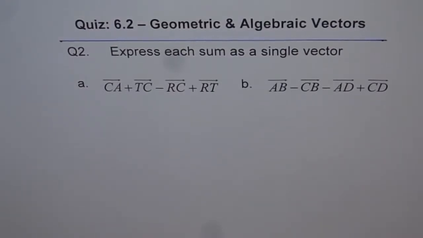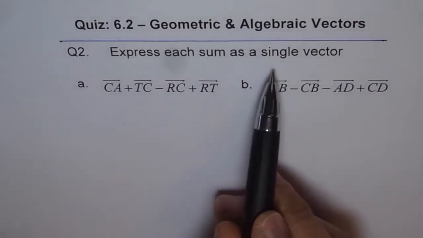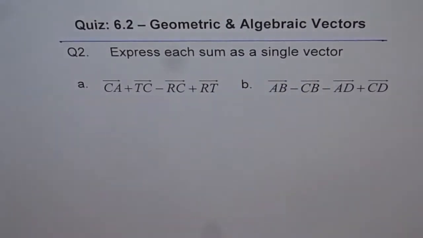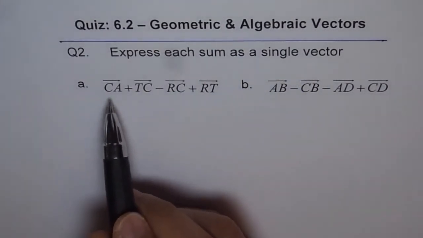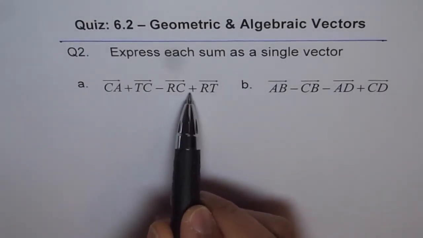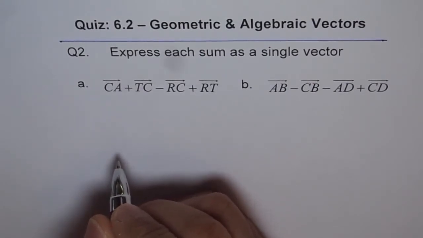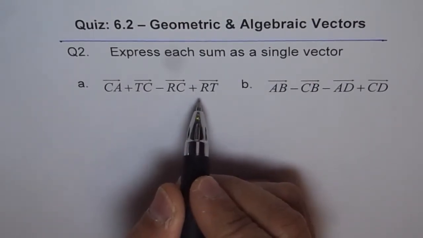Here is the solution to question 2. Express each sum as a single vector. Now the first is CA + TC - RC + RT. In such cases, the first step is always to write everything in positive.